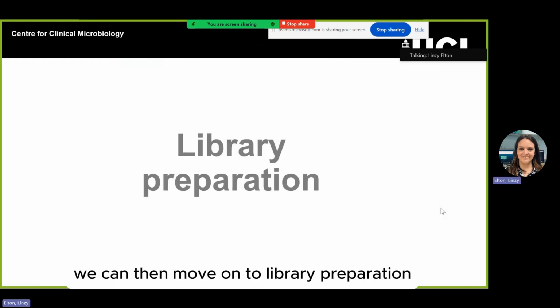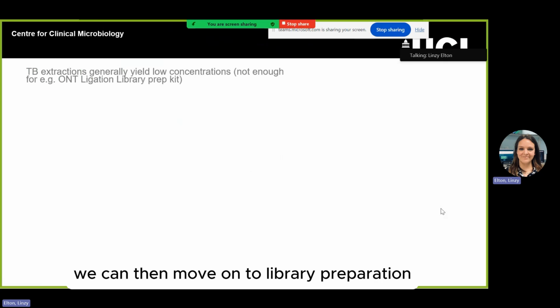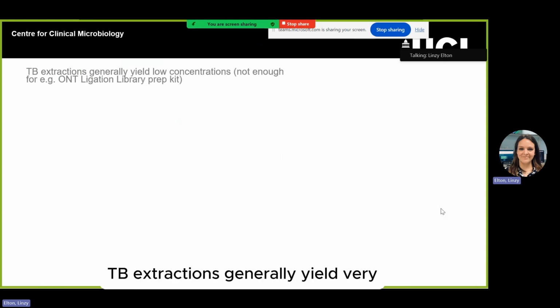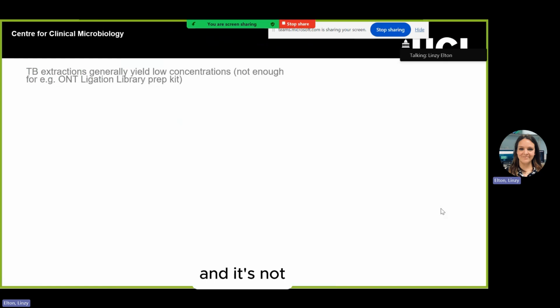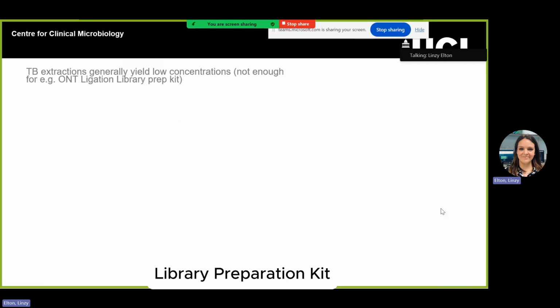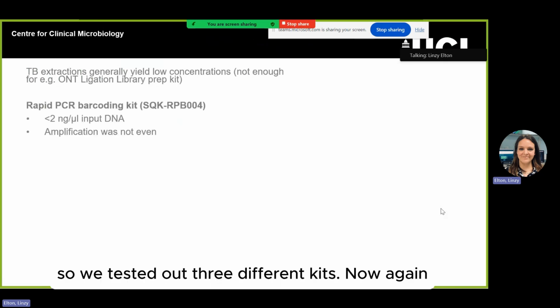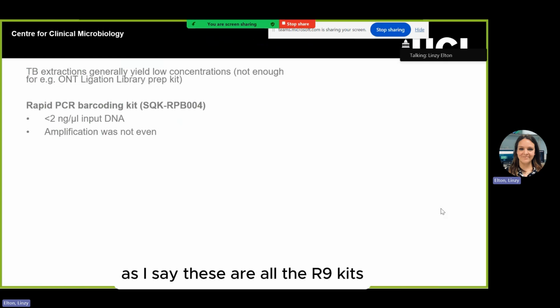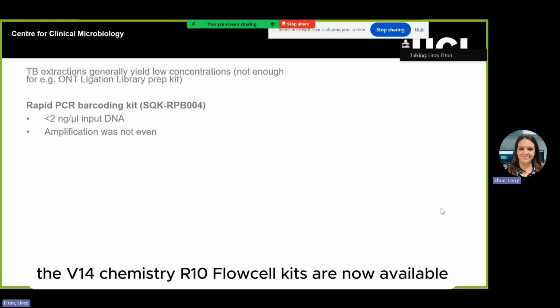We can then move on to library preparation. So as we were saying, TB extractions generally yield relatively low concentrations, and it's not enough for something like the Oxford Nanopore ligation library preparation kit, which requires 1 microgram of DNA. So we tested out 3 different kits. Now, again, as I say, these are all the R9 kits, but the R10 kit, the version 14 R10 flow cell kits are now available.